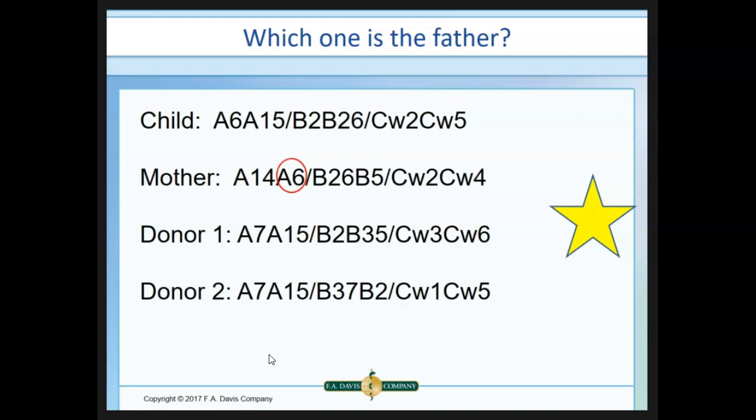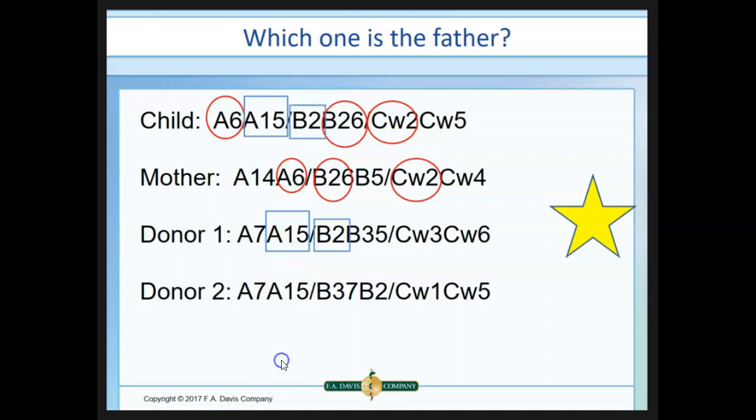So there's A6 in the mother and A6 in the child. So A6 comes from mom. B26 in mom, B26 in the child, CW2 in mom, and CW2 in the child. So now we're looking for, does the father have A15? A15, A15. So donor 1 so far, we have a match, partially.